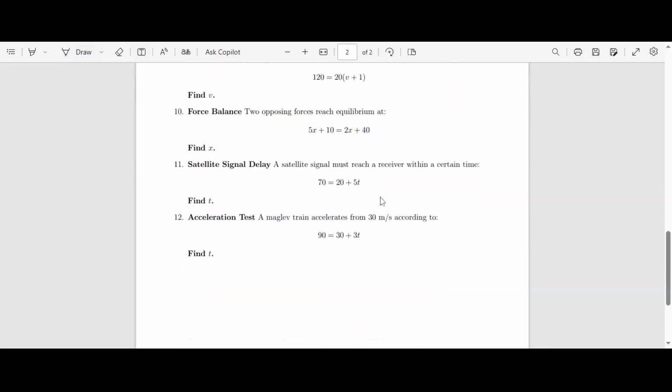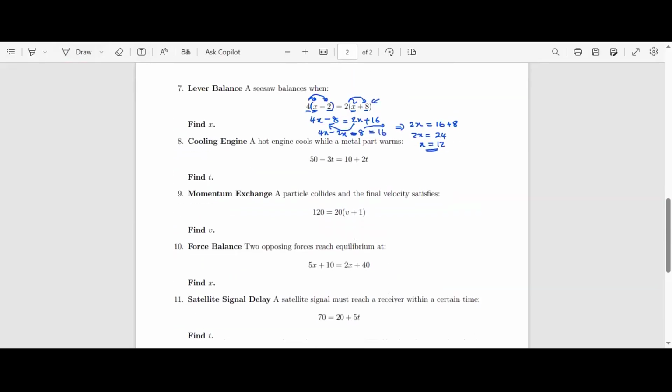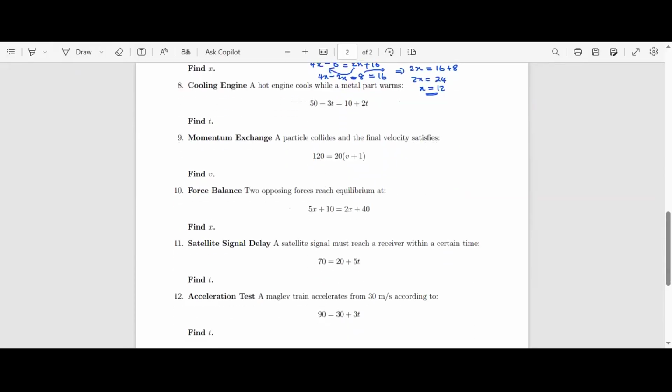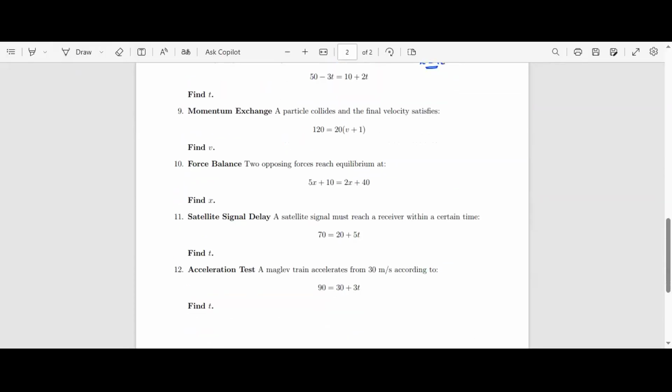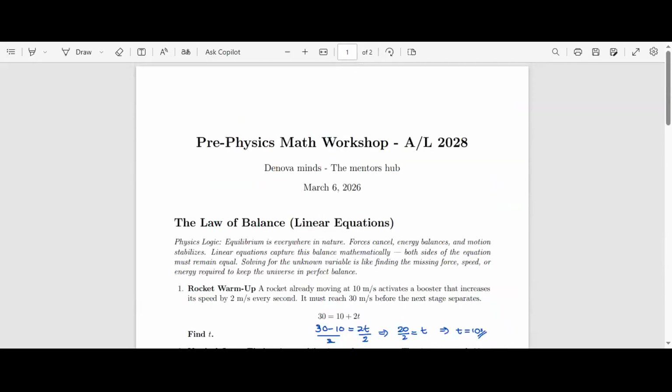So the rest of the problems you can see, we can just apply the same concepts and we can get the answer. So I think that would be fine. So this is the first thing that you should master, right? Solving linear equations is something very important when it comes to physics. Basically you'll get a lot of situations where you'll have to solve equations, right?